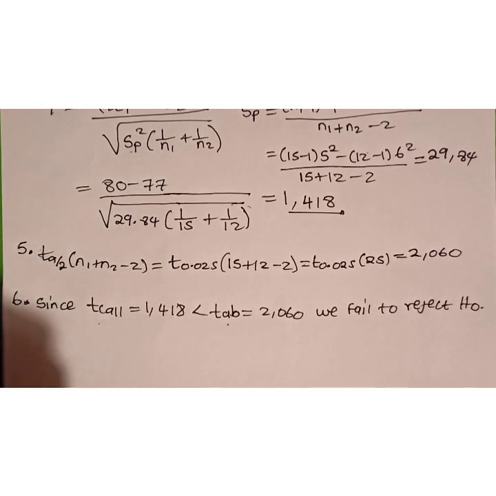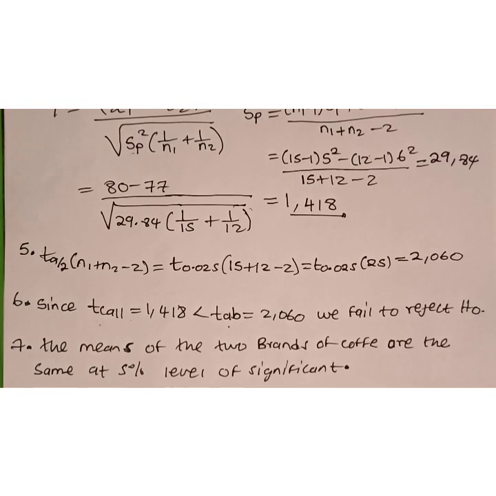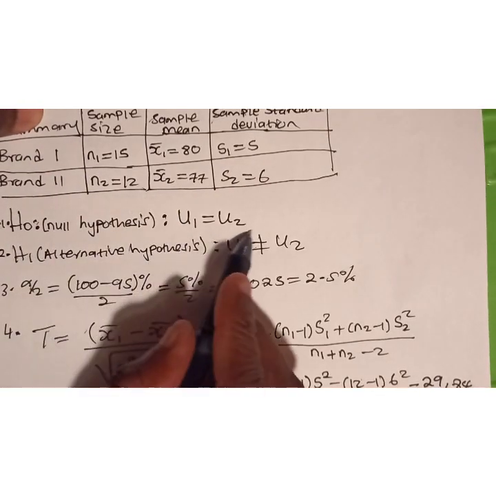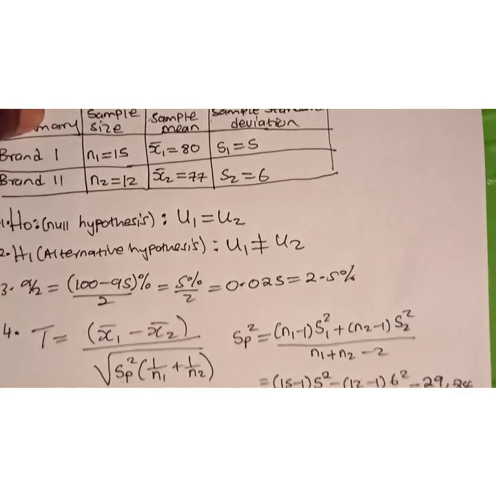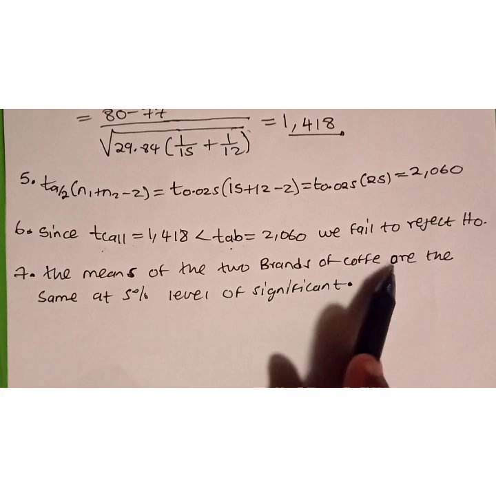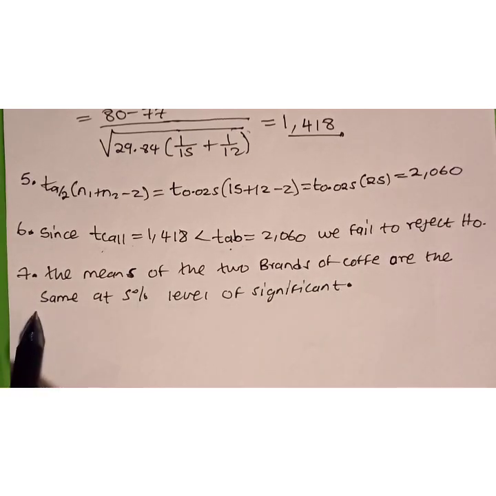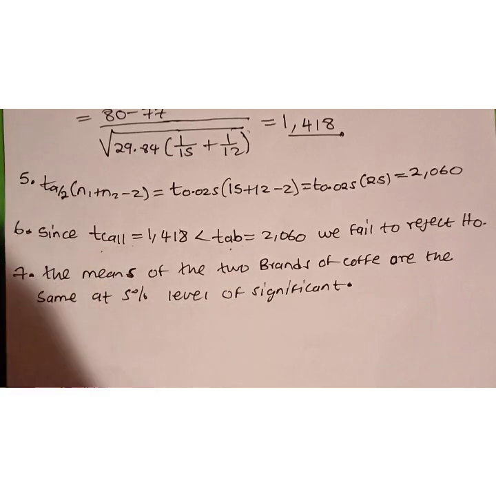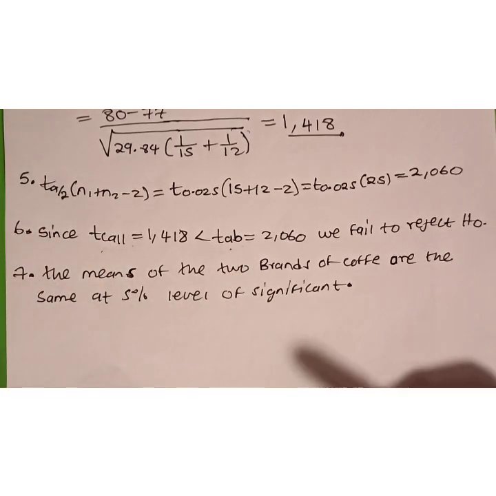And what will be our conclusion? Since we fail to reject, we are saying the means of the two brands are the same. So your conclusion will be: the means of the two brands of coffee are the same at the 5% level of significance. And that's how you do your hypothesis testing.